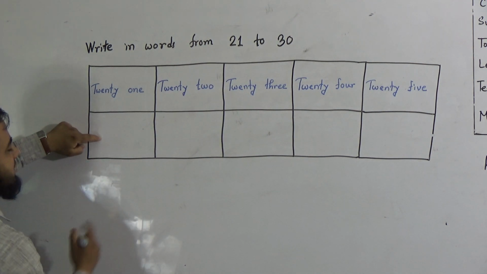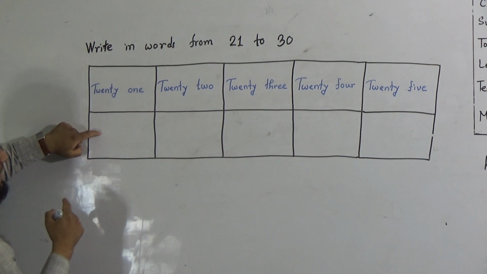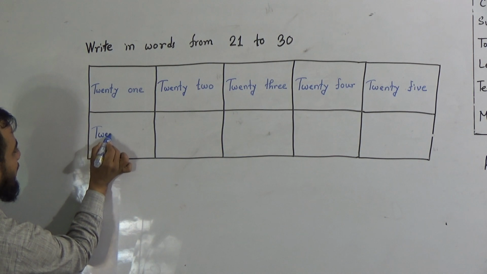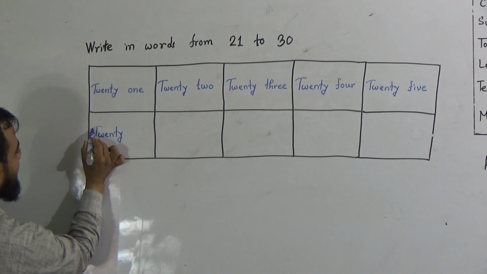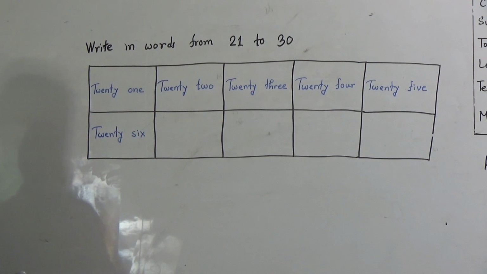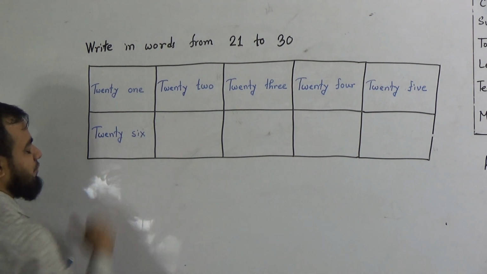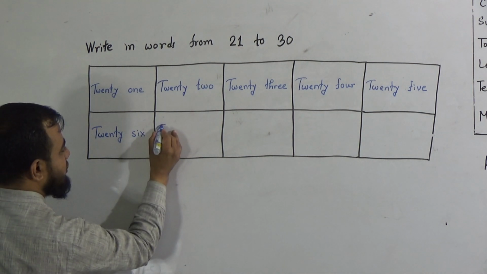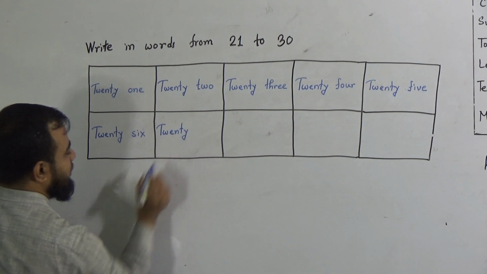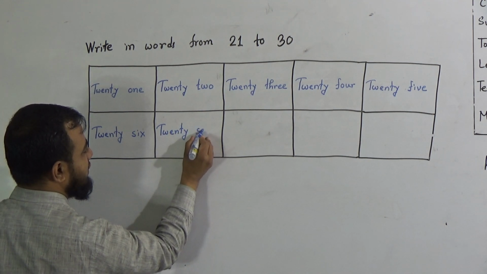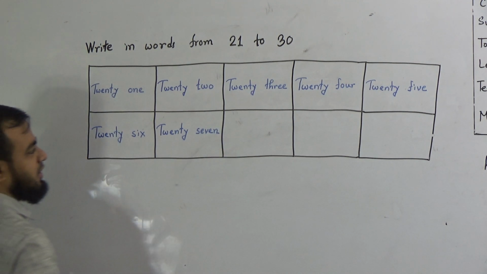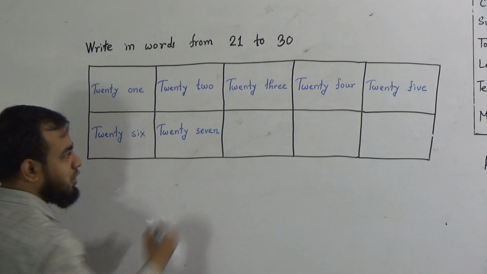It's 26. After 25 the number that comes is 26. The spelling of 26 is TWENTY, 20, and 6, it's SIX, 26. After 26 we have the number 27. It's TWENTY, 20, then 7, SEVEN, 27.